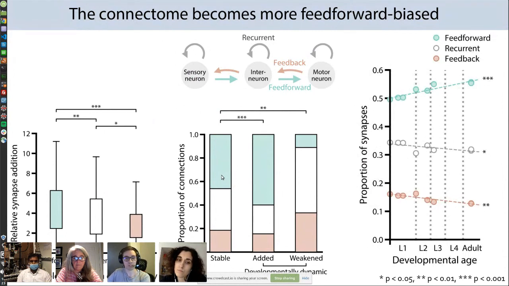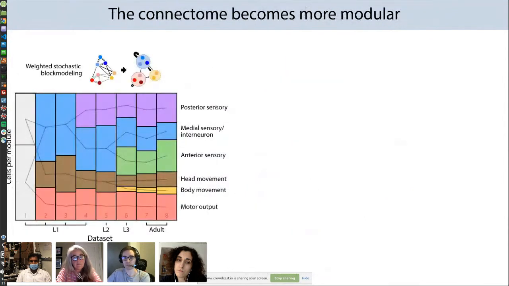So one global pattern of brain maturation increases the signal flow from sensation to action, making the brain more reflexive and less reflective with age. And finally, another global pattern of brain maturation was evident when we examined the community structure of the brain. We used weighted stochastic block modeling to group neurons of similar connectivity into distinct modules.